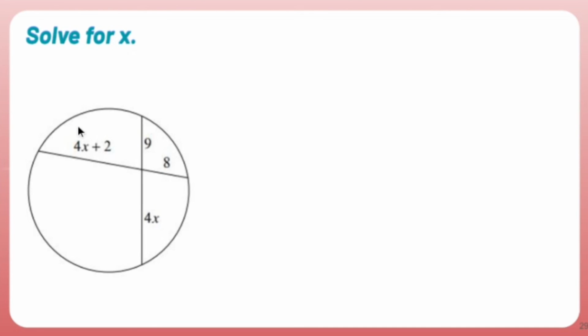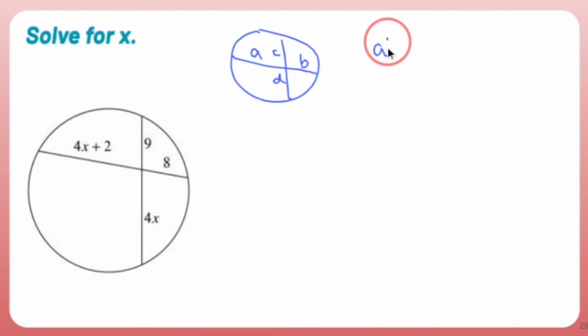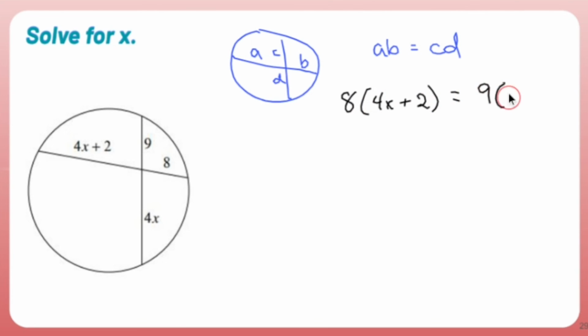Solve for x. I have two chords intersecting within a circle. There's a little rule that says if you have two chords intersecting within a circle, call the two parts of one chord AB and the other two parts of the other chord CD. A times B is going to equal C times D. I have to do a teensy bit of work. The one chord connected, 4x plus 2, times 8. So I'll do 8 times 4x plus 2, distributive property. And then 9 times 4x.